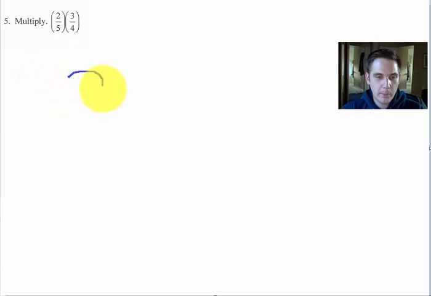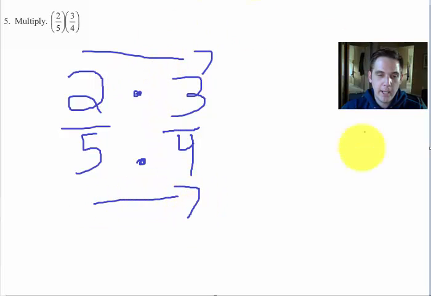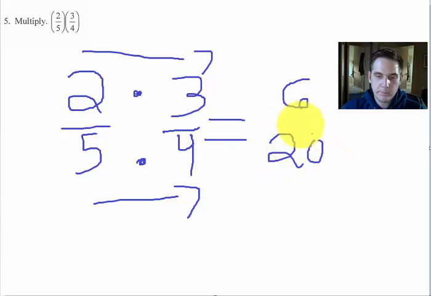So we're going to rewrite our problem. 2 over 5 times 3 over 4. And what you're going to go ahead and do is just multiply the tops. And multiply the bottom. Multiply the numerator and the denominator. So 3 times 2 equals 6. 5 times 4 equals 20.